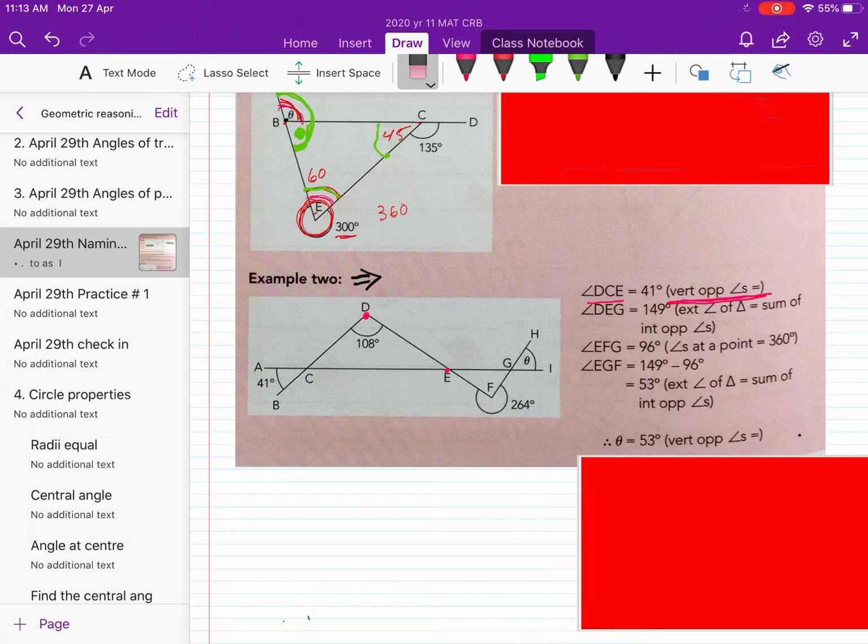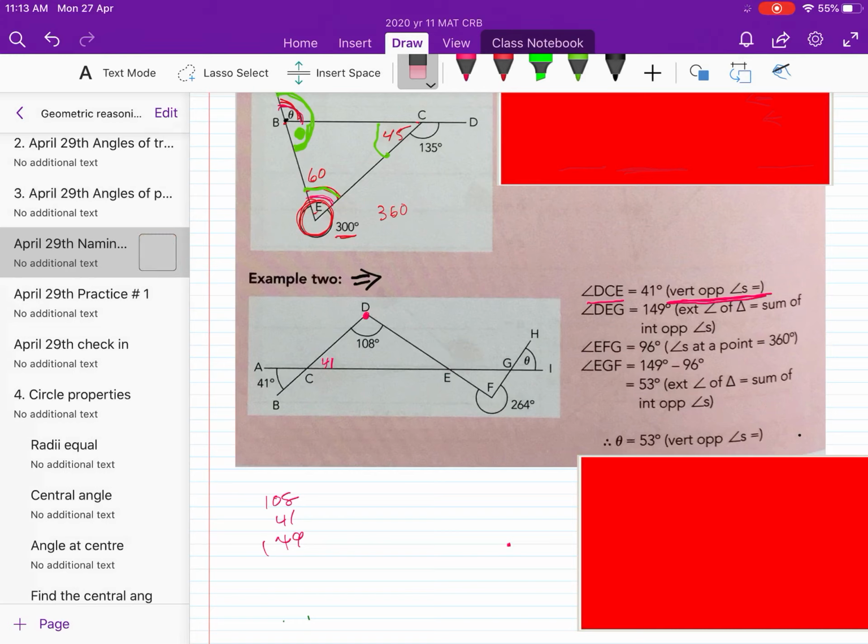Once I've found that to be 41 degrees, let's see where that gets me. That's 41, and I know that's 108. So could I do DEG? I could do DEG. This is what they do. They do this one here because that's an exterior angle. And now I go 108 plus 41. That's 149. I could work that way.